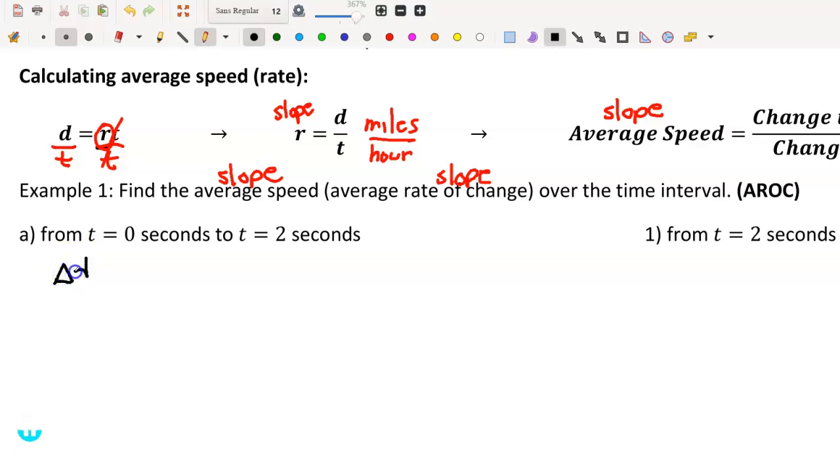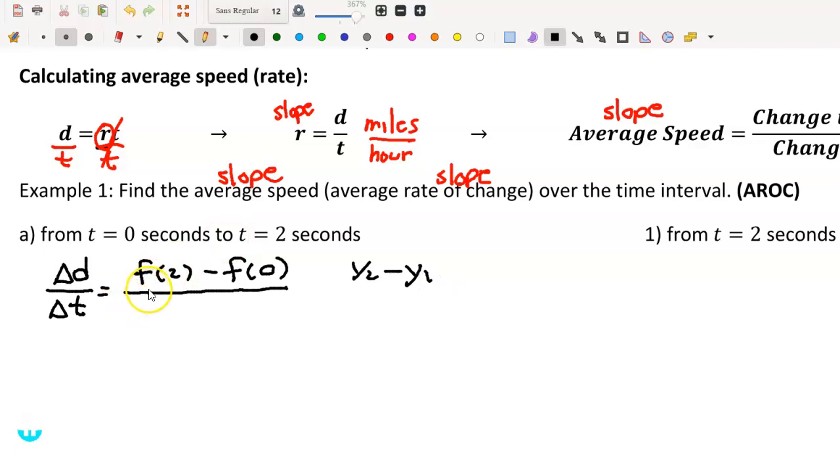So we've got delta D, delta distance, the change of the distance over the change of time. It's going to be f of 2 minus f of 0. Okay. Now this is the same as y2 minus y1. But we use function notation mostly. We don't use a lot of y's, and for a very good reason. As we get into that, you'll find out. And that's why on the IXL I had you practice a lot of function notation, because you really have to know that inside and out when you're doing this.